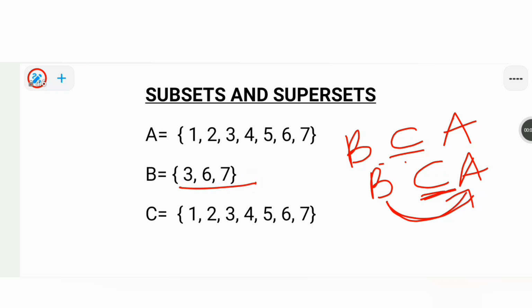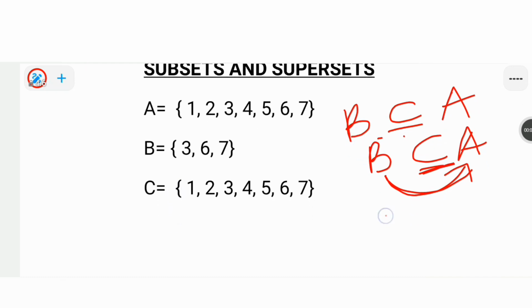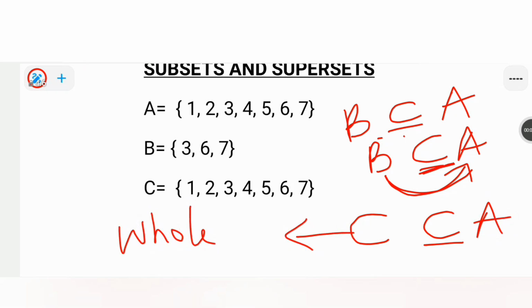But you can also form another set that will contain all the elements of set A. This set C, for example, contains 1 to 7. So C is also a subset of set A, but it has a different name. You call this C a whole set because it contains all the elements of set A. Whereas this B, you call it a proper set because it does not contain all the elements of set A. So that's about subsets. It's very, very simple.